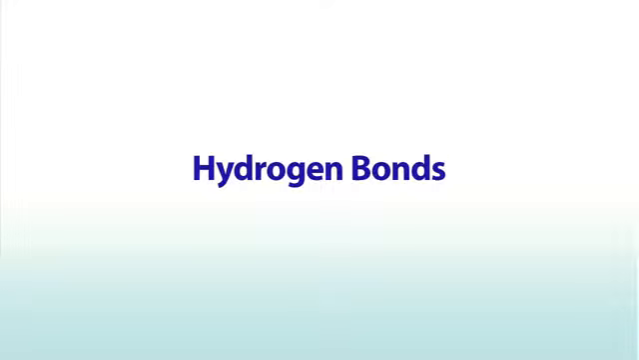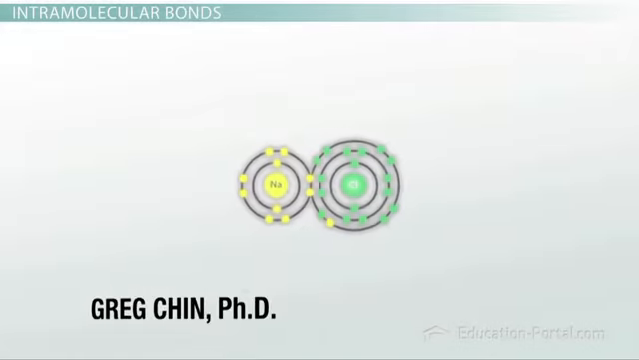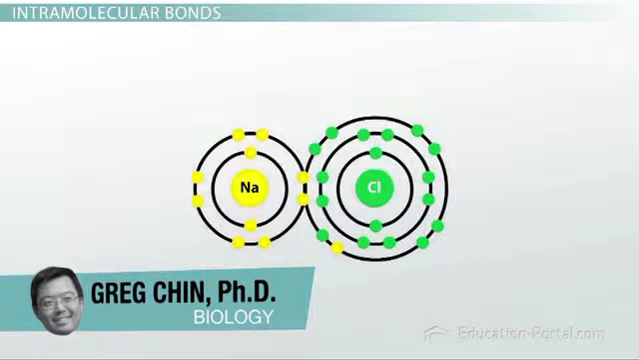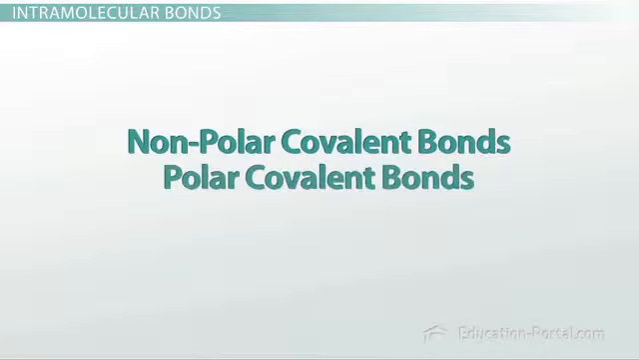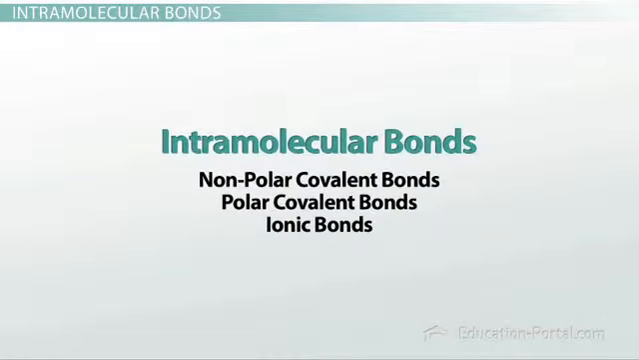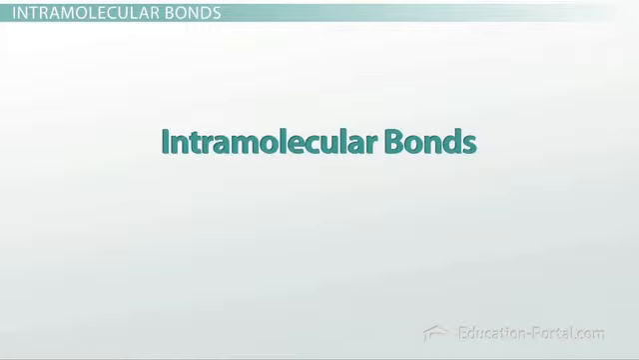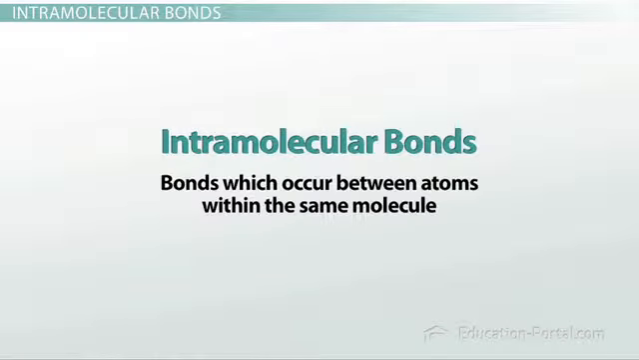To this point, we've talked about the different kinds of bonding that can occur between atoms. We've talked about nonpolar covalent bonds, polar covalent bonds, and ionic bonds. And all of these bonds are intramolecular bonds. These are bonds which occur between atoms within the same molecule.